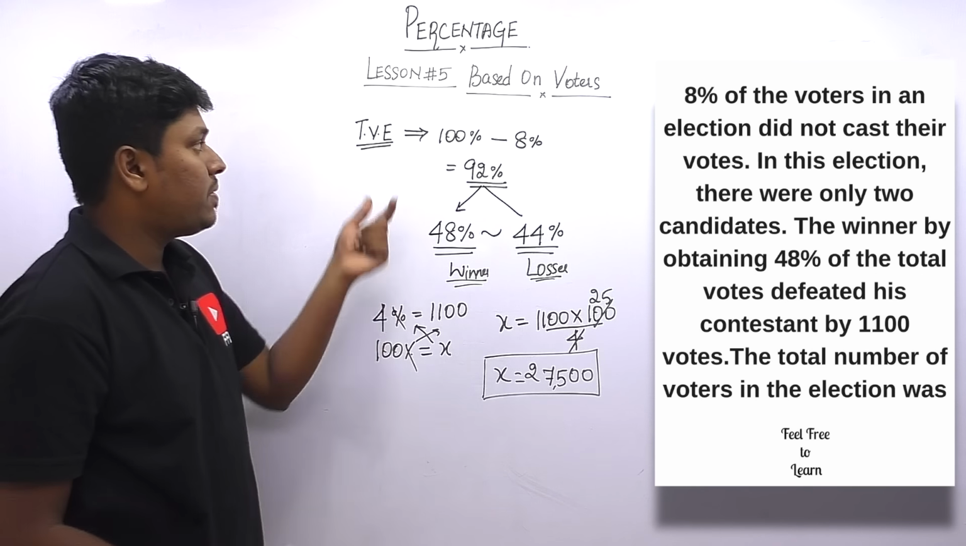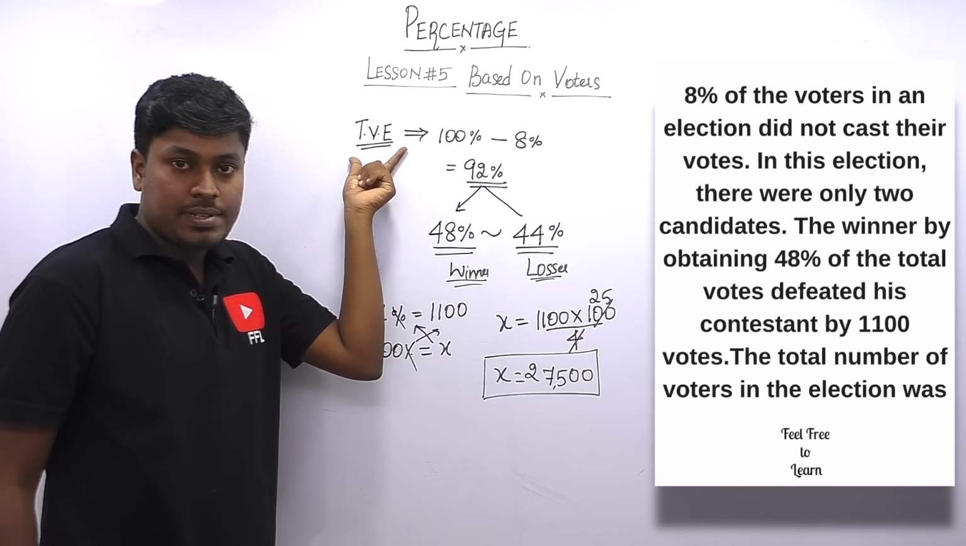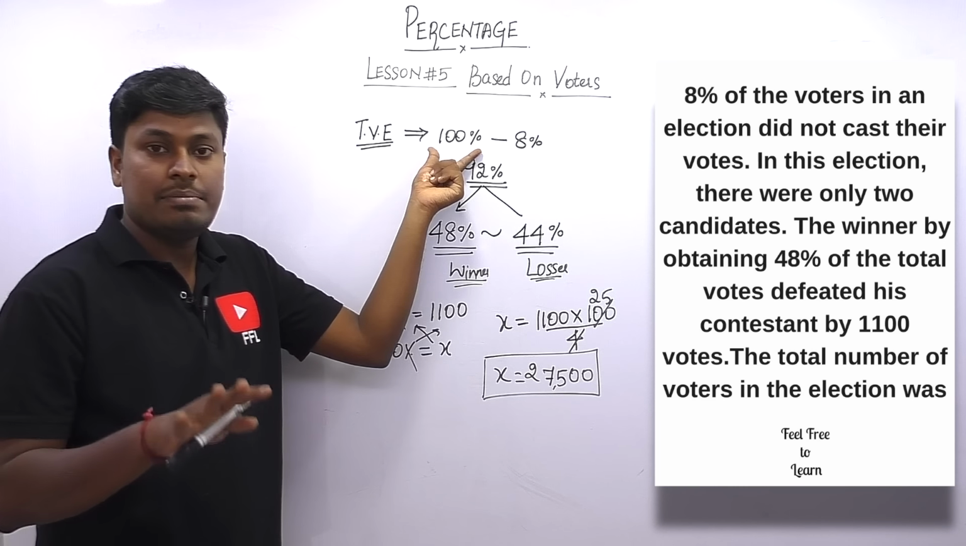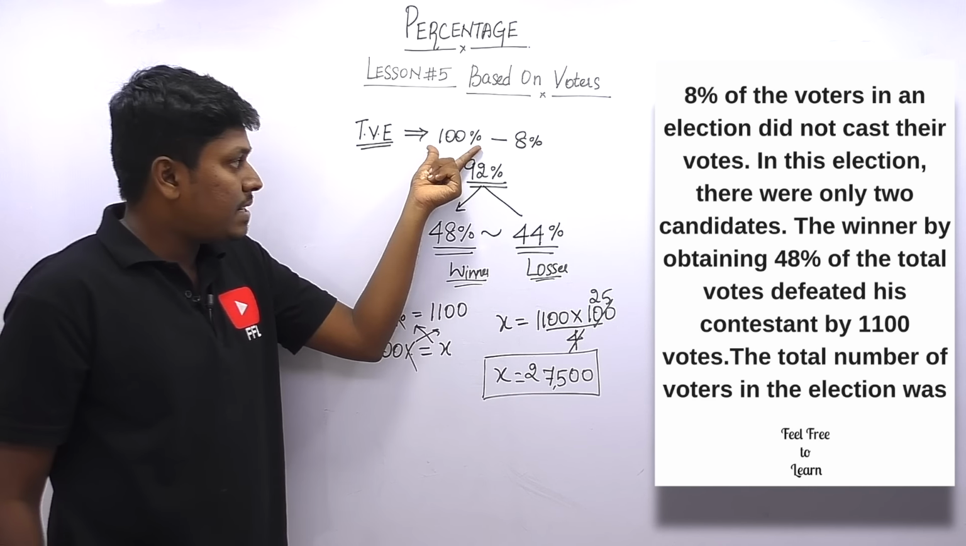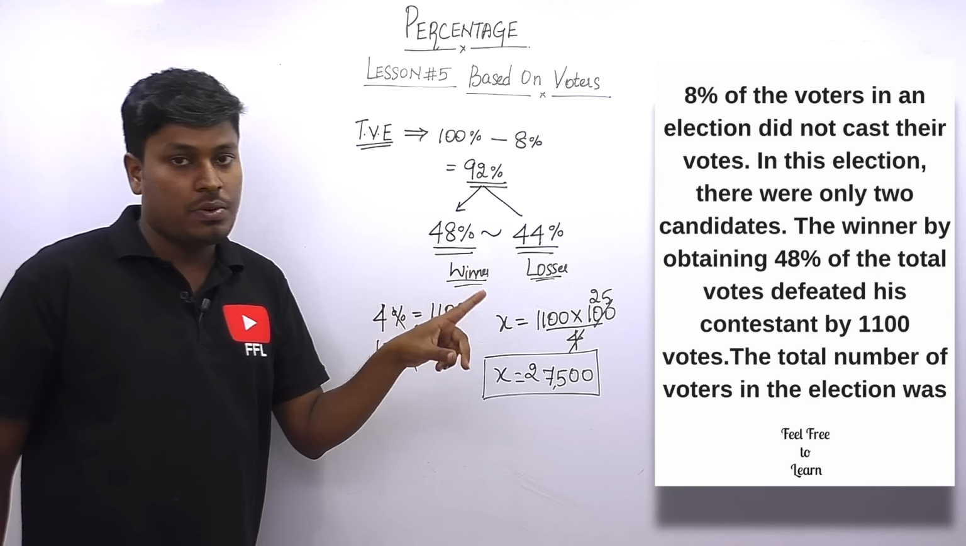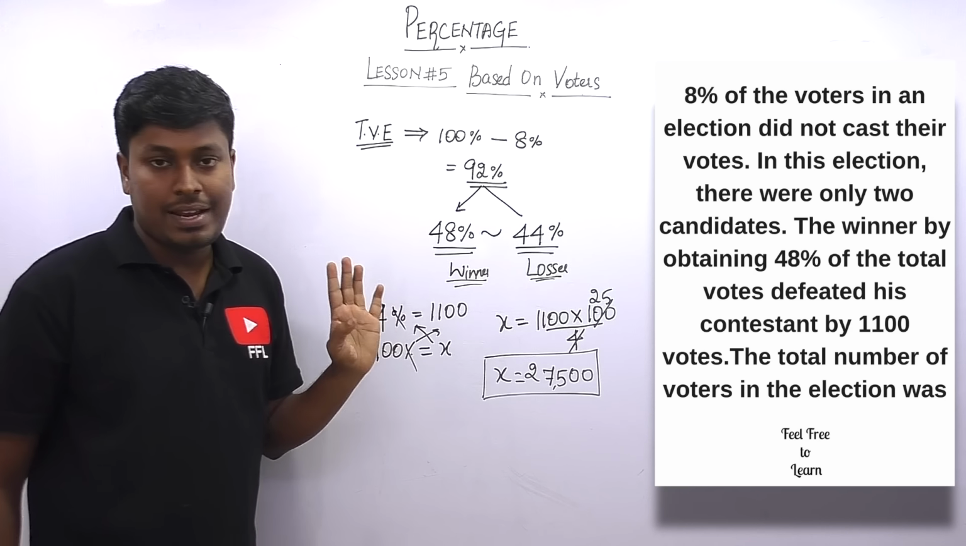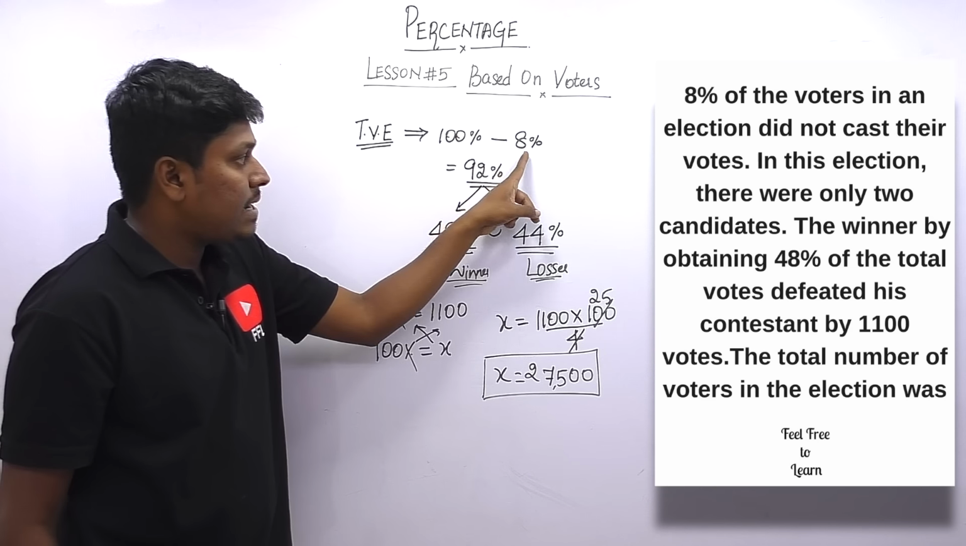So friends, I can explain again, listen carefully. Total votes enrolled is 100%. Always the base value is the same. Out of this 100%, 8% of the voters did not vote at the time of election. So 100 minus 8 will be 92.